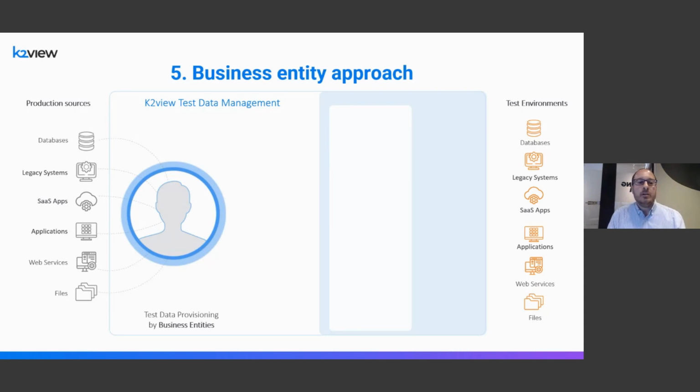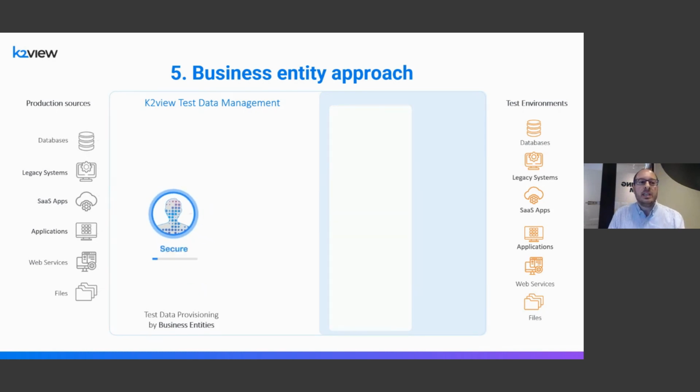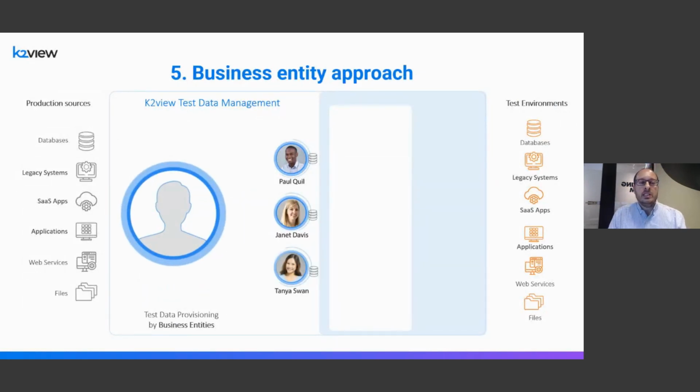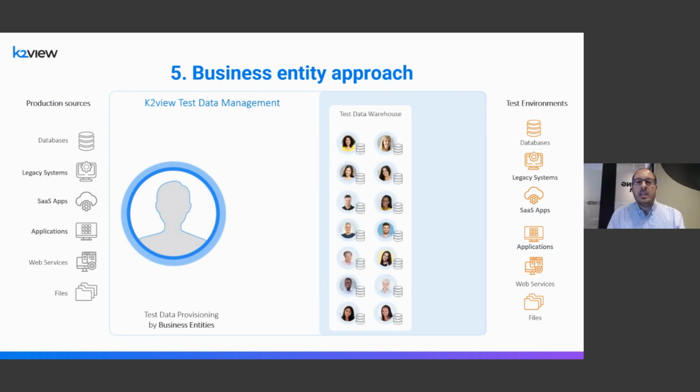What we do with the business entity approach is we collect and sync this data and model all of this data into a secure micro database. A micro database, or rather a business entity, is a mini database that contains all of the information that exists of the customer and places it into the test data warehouse. Each of these micro databases is compressed by up to 80% of its size, and it maintains the relationships between the data inside each of the micro databases.